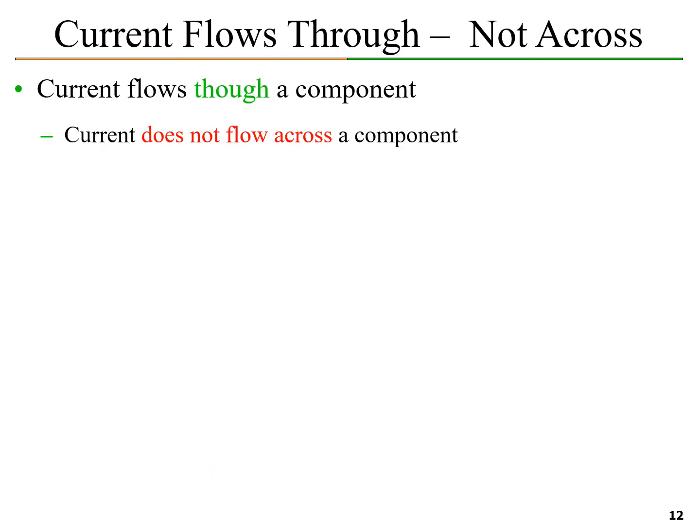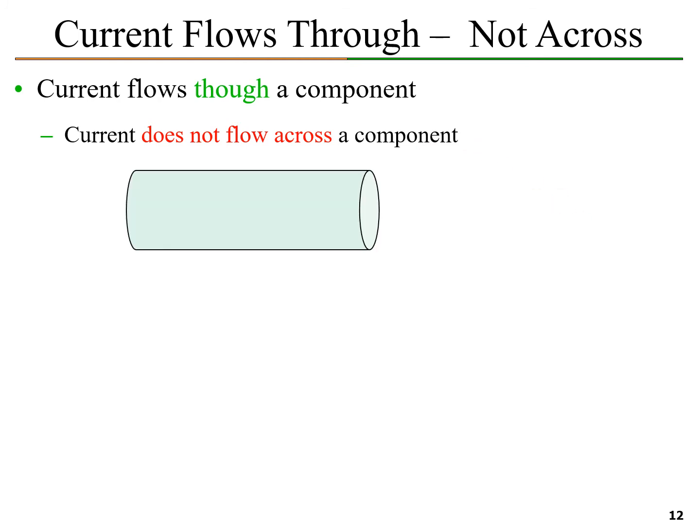Very important to realize is that current flows through, not across. I often hear students say, well, so much current flows across this resistor, and I really get offended, and I correct them and remind them that current flows through the resistor, not across the resistor. Current does not flow across a component in normal circumstances.